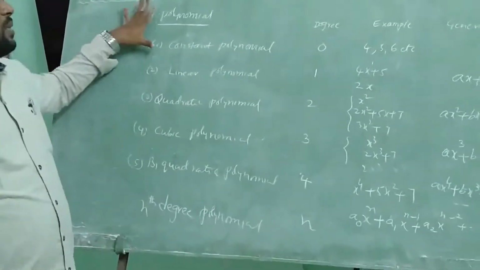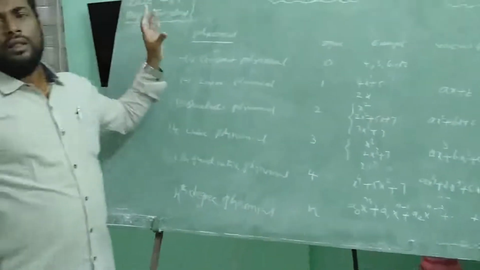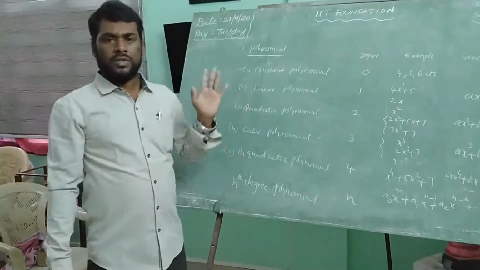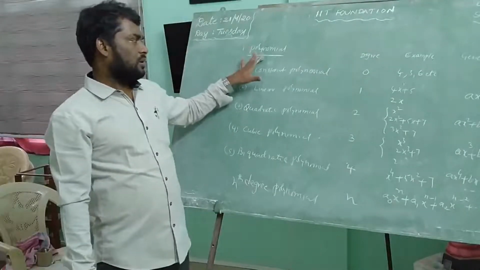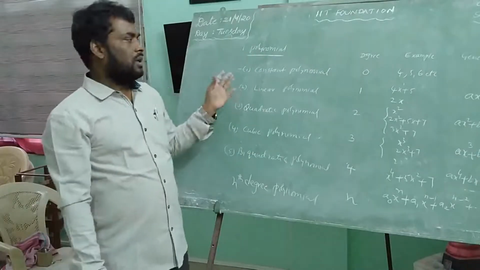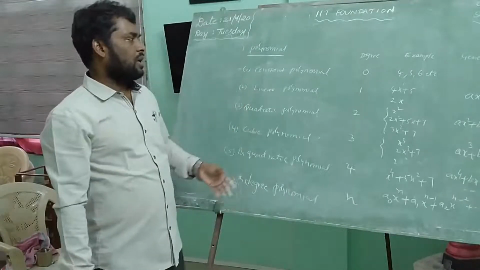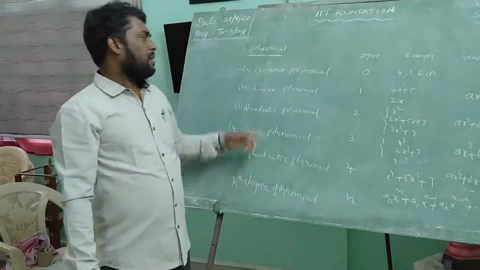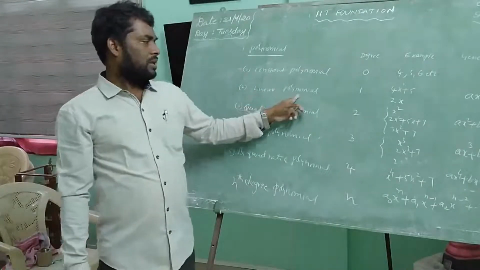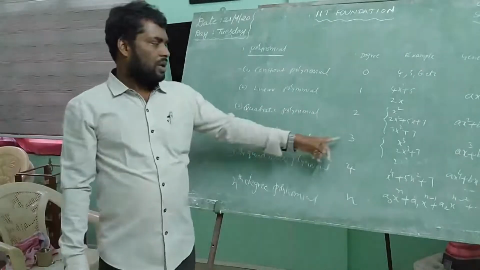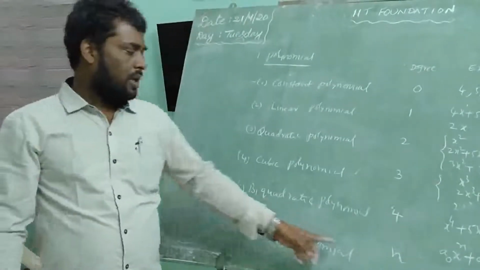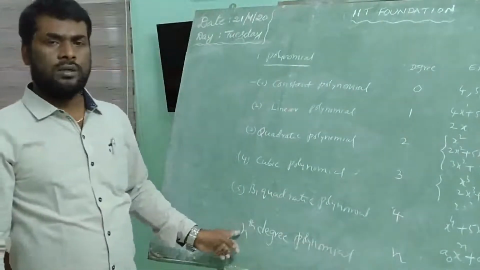Okay children, what is a polynomial? Once again, if all the terms of an expression have non-negative integral powers, such an expression is called a polynomial. These are the different types of polynomials depending upon the degree of the polynomial. If the degree is 0, it is called a constant polynomial. Degree 1, linear polynomial. Degree 2, quadratic polynomial. Degree 3, cubic polynomial. Degree 4, biquadratic polynomial. Degree n, nth degree polynomial.